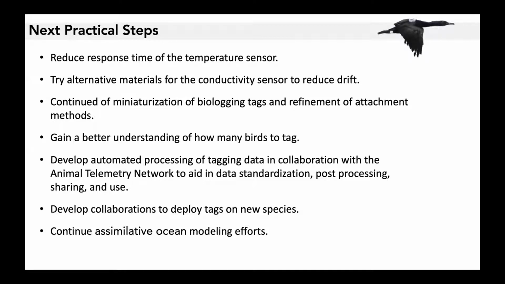We are working to automate the process of taking the tagging data from the bird, pulling it into the animal telemetry network, and in that process, standardizing the data and allowing it to be used. So we're working on building that automated pipeline. And we're hoping to develop collaborations to deploy tags on new species and continue our assimilative ocean modeling efforts.